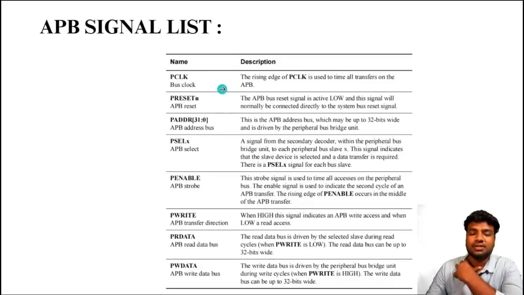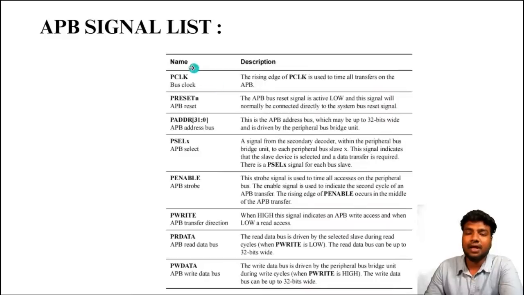For AXI it is A. This is PCLK, the clock for my APB protocol. It is the input clock. Then PRESETn, where n refers to active low reset. So the APB protocol will reset on the active low reset condition. Then the address, which has a 32-bit address width. So in APB we can access a 32-bit address.